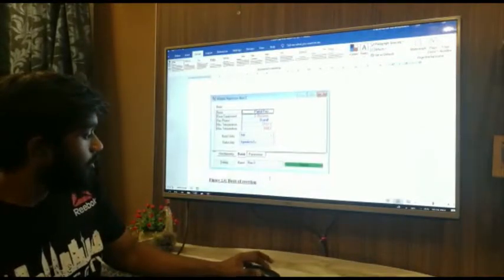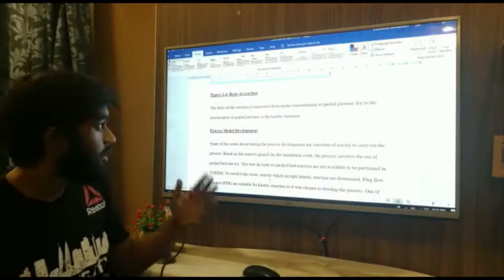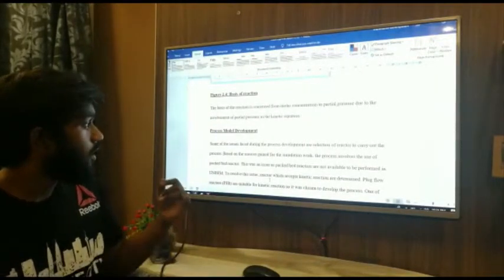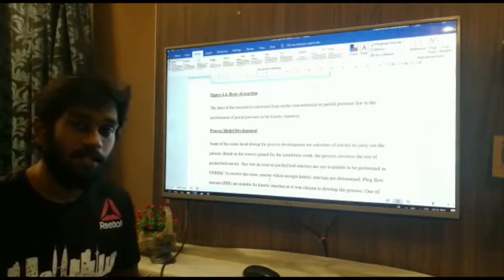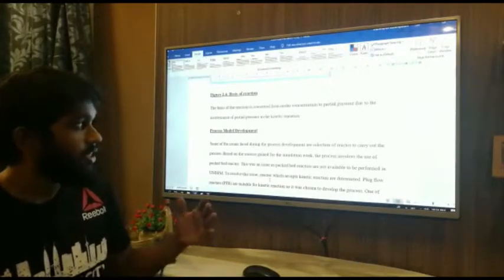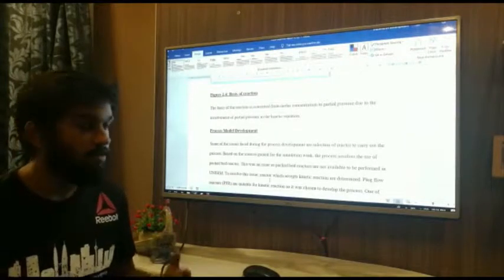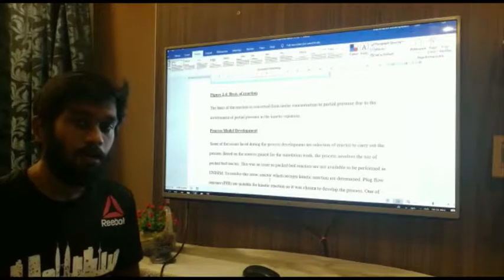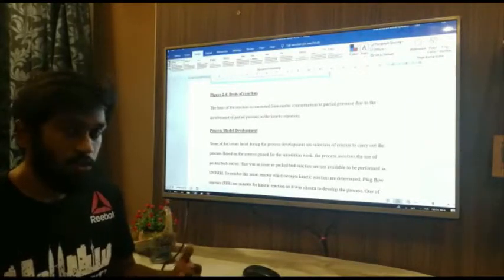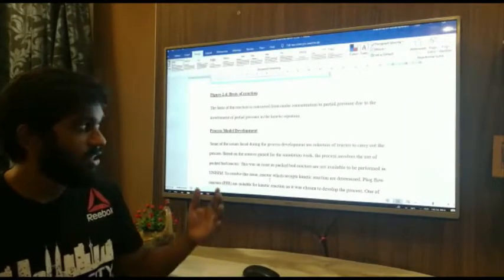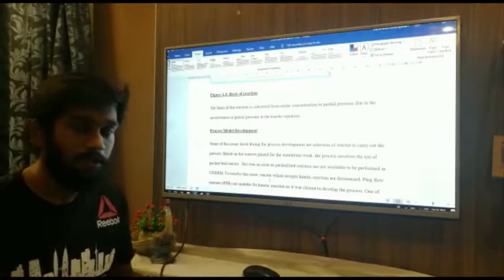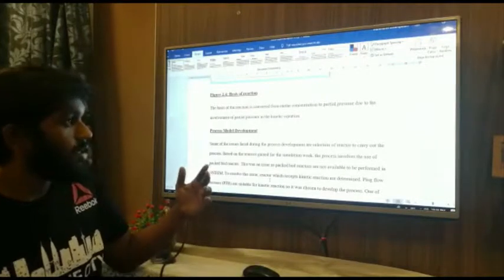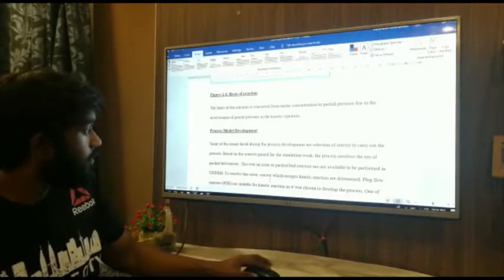Next, I will explain the basis of this reaction. The basis of the reaction is converted from molar concentration to partial pressure due to the involvement of partial pressure in the kinetic equation. This is the reason for changing molar concentration to partial pressure, because when we use molar concentration, there will be a lot of complication in UniSim, and there are a lot of conversions in the software. To ease and speed up the process, we just change the molar concentration to partial pressure, and it is also more directly linked with the kinetic equation.